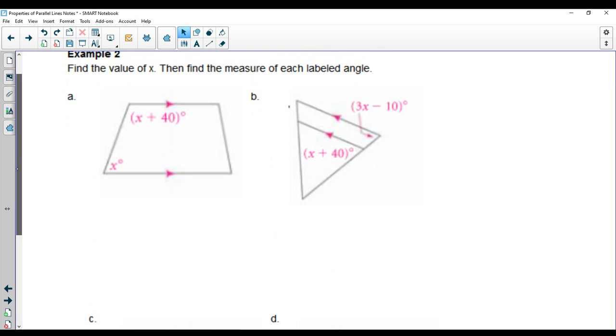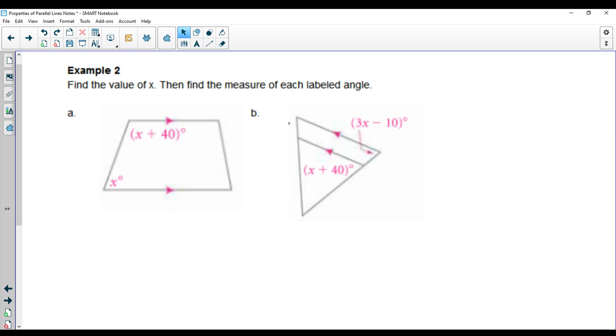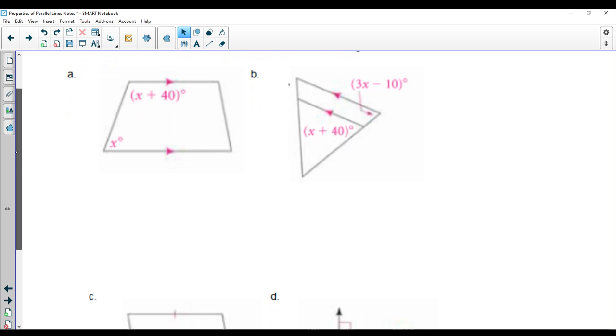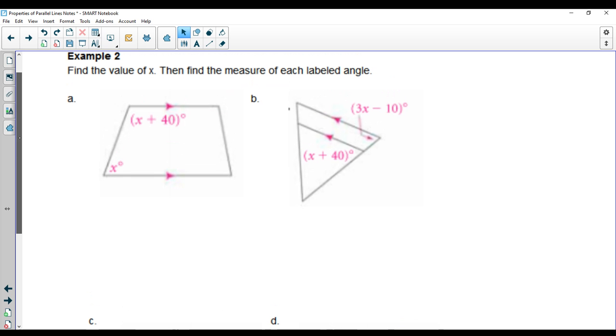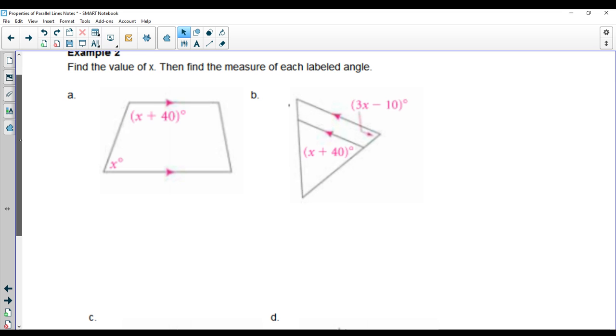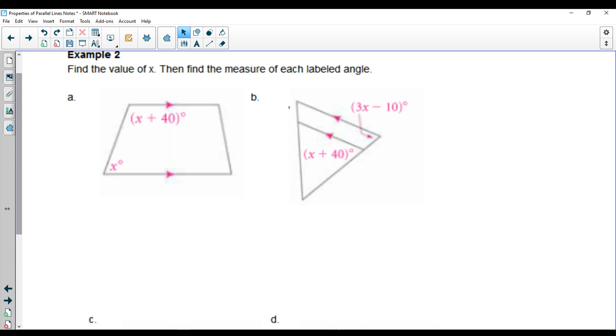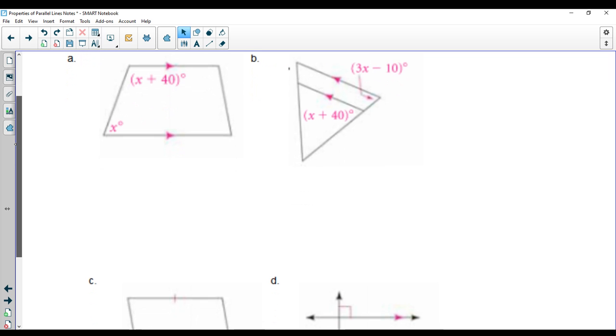Oh, yay. Now we're going to use those relationships we just talked about. So we've got to keep them all in our head. Remember how they work. And now we're going to throw some equations into the mix with a little algebra. Okay? So we're just asked to find x and then to find each labeled angle. So basically, find the x and then go plug it back in. Let's look at this first one. We've got x plus 40 and this x, and it looks like we're inside a trapezoid.